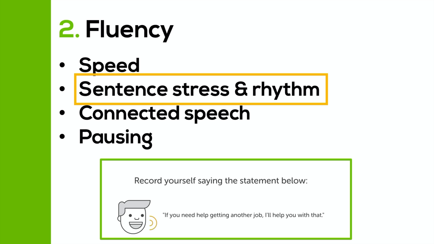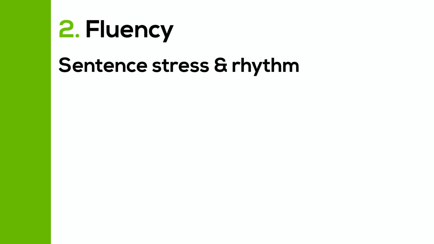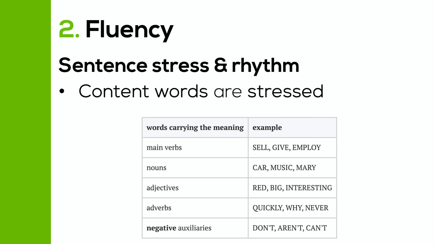Okay, well now let's take a look at sentence stress and rhythm. Sentence stress and rhythm are closely related. And there are three basic rules we need to follow. First, remember that content words are stressed. Content words in a sentence can be the main verb, the noun, adjective, adverbs, or the negative auxiliaries like don't, aren't, or can't. These are the words that are usually stressed in a sentence.